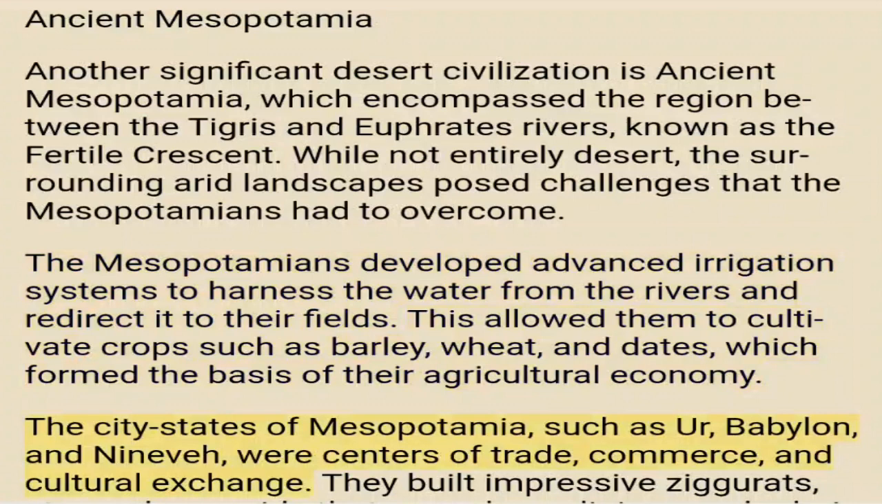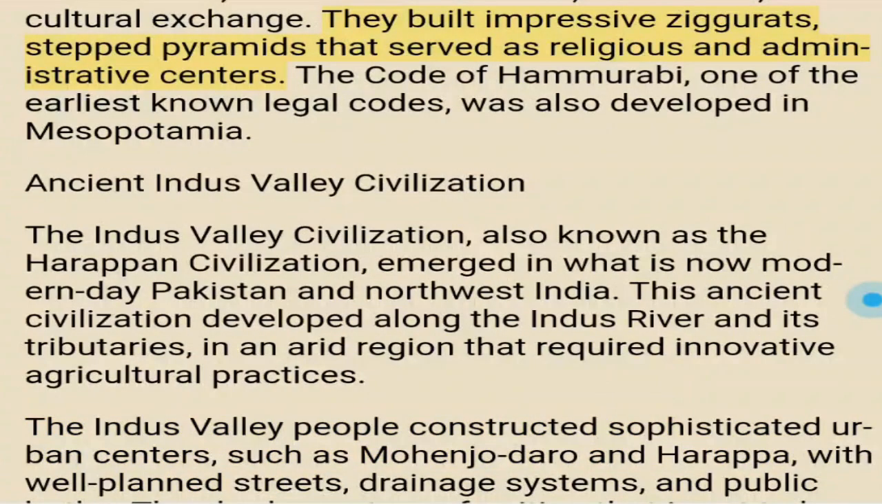The city-states of Mesopotamia, such as Babylon and Nineveh, were centers of trade, commerce, and cultural exchange. They built impressive ziggurats, stepped pyramids that served as religious and administrative centers. The Code of Hammurabi, one of the earliest known legal codes, was also developed in Mesopotamia.